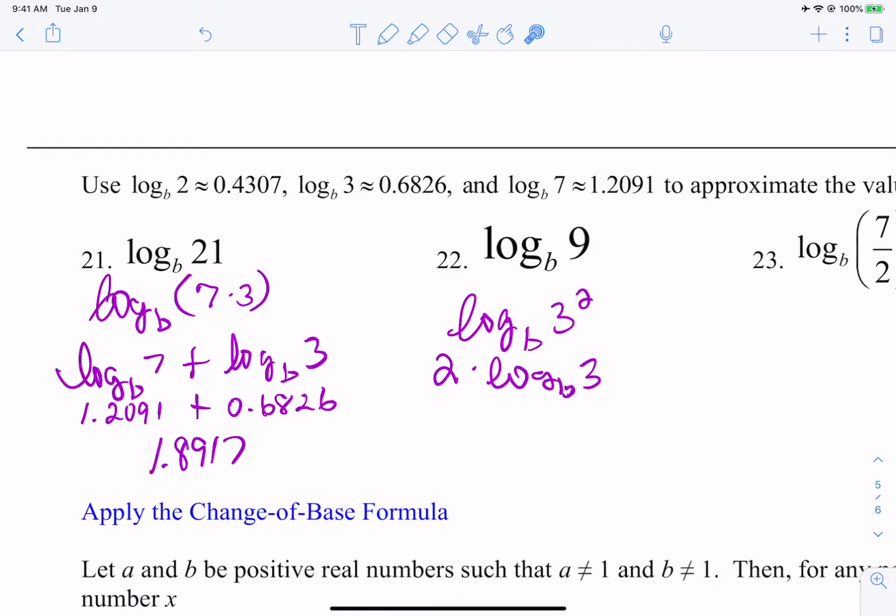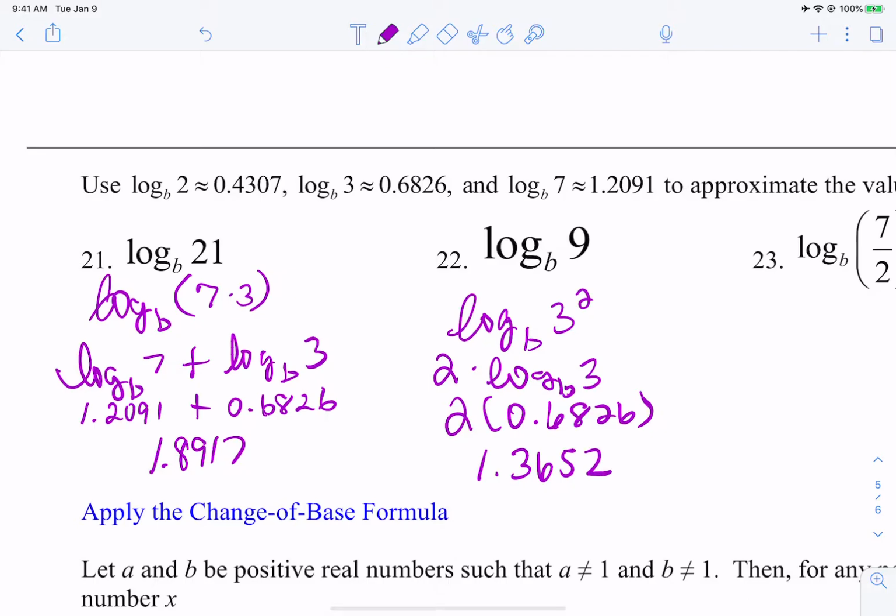Well, we know what the log base b of 3 is. It's 0.6826. So this is 2 times 0.6826, and 2 times 0.6826 is 1.3652. Before I move on to 23, does anybody have any questions about 21 or 22?